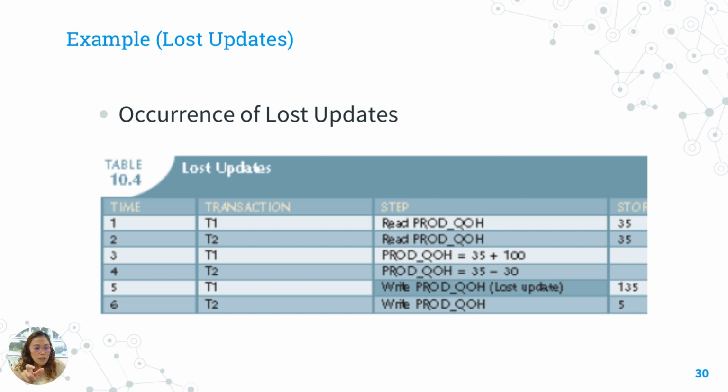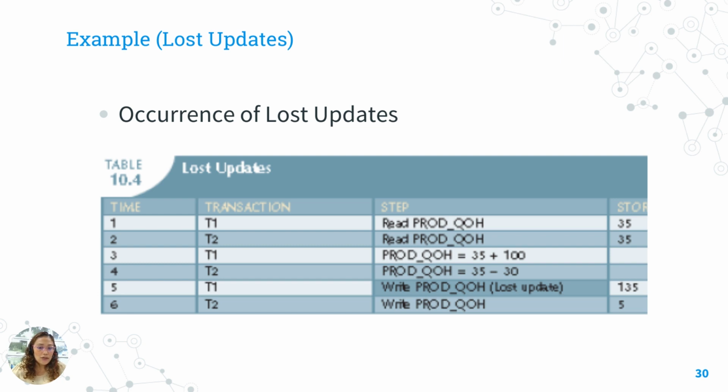Meaning, when you say isolated or isolation, the current data item that is being updated will not be available, or the update will not be available, unless the transaction is completed. But here, in lost updates, transaction 1 is not yet completed. At the same time, transaction 2 was able to access the same data item. So in this case, transaction 1 and transaction 2 both access product quantity on hand with the initial value of 35. Given the 35 value, transaction 1 purchased 100 units, so it added 100 units, and at the same time, transaction 2 sold 30 units.